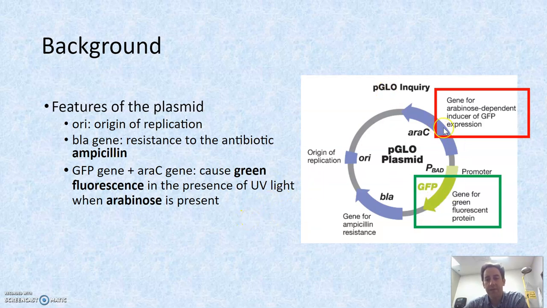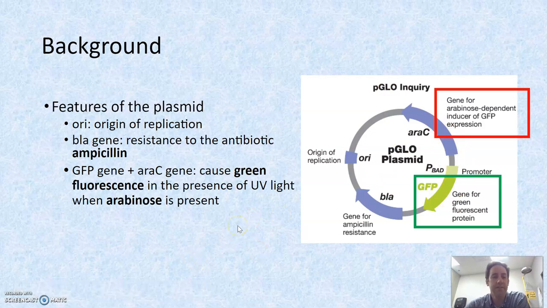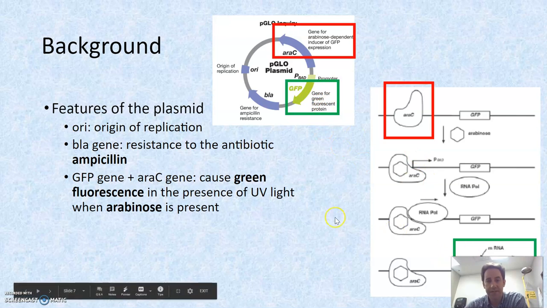Together, these protein products can cause green fluorescence in the presence of UV light, but only when arabinose is present. So let's explore that a little bit further. So the ARA-C gene codes for an arabinose-dependent inducer of GFP expression, basically this guy. It codes for this little protein. And then GFP codes for this green fluorescent protein as down there.